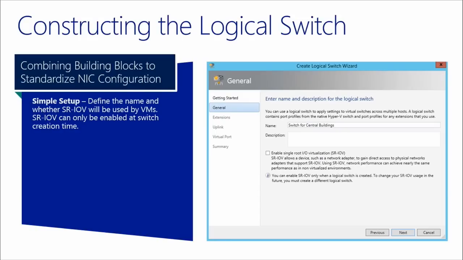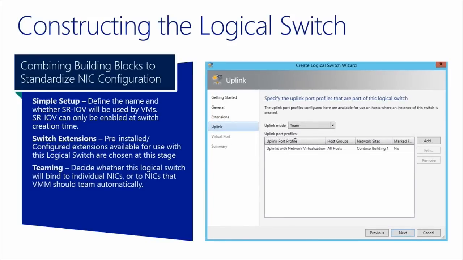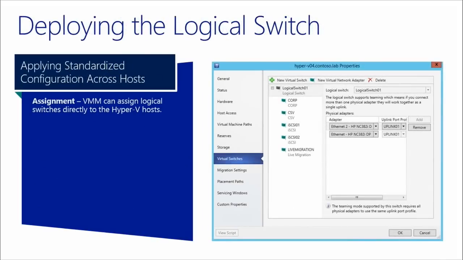Now we're going to go through constructing the logical switch a bit later on, so I don't want to spend too much time on it now. But essentially you just walk through the setup, bringing in the building blocks that we're going to define a bit later. So the port profiles, the switch extensions, the teaming methodology you're going to use when you deploy this particular port profile. All of that gets welded together in this particular logical switch, and once that's deployed, it takes on all of those different settings and combines and standardizes them into a single construct, i.e. the logical switch.